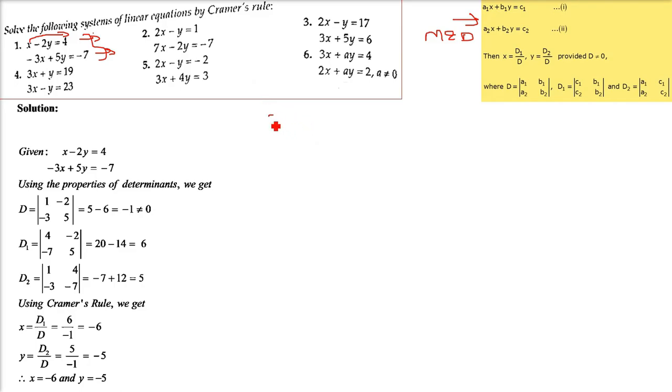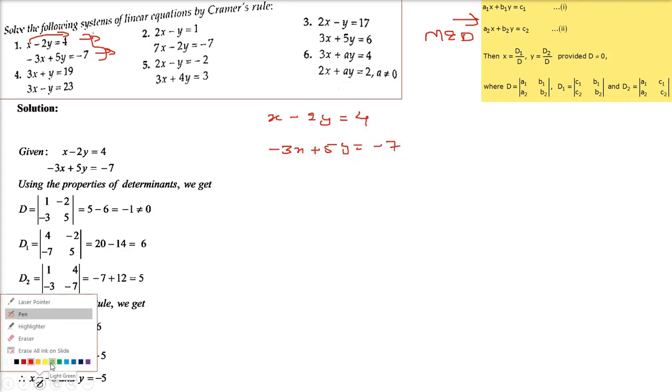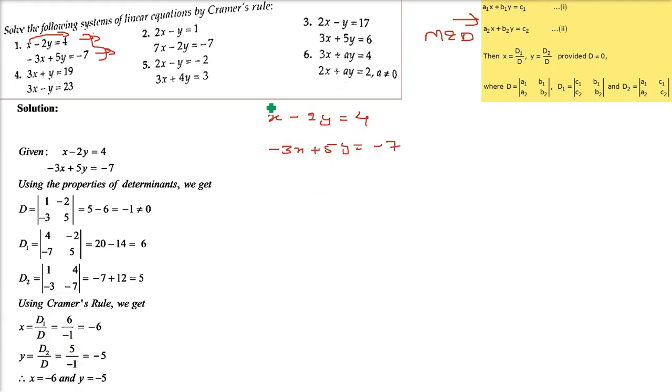So you have x minus 2y equals 4. The second equation is minus 3x plus 5y equals 7. Now let us compare with the normal linear equations: a1x plus b1y equals c1, and a2x plus b2y equals c2. Just compare: a1 is 1, a2 is minus 3, b1 is minus 2, b2 is 5.